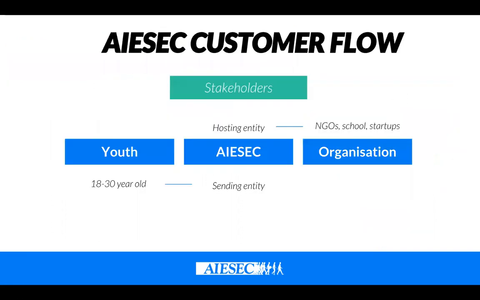So when it comes to ISAC, there are various stakeholders that we work with. When we look at the OGX side, so outgoing exchange, there's ISAC as a sending entity and ISAC as a hosting entity, and then there's the youth that we send on exchange, and then the organizations that we work with for exchange. Within Australia, we focus a lot on OGX, and especially with OGX, we look at ISAC Australia as a sending entity and the youth as our customers. And we work with a hosting entity overseas where they work with the organizations, such as schools, startups, NGOs.